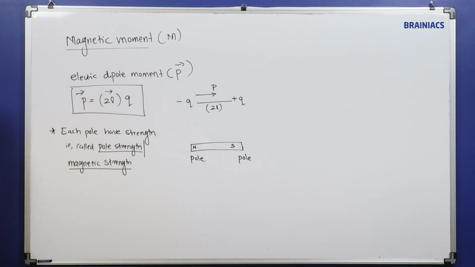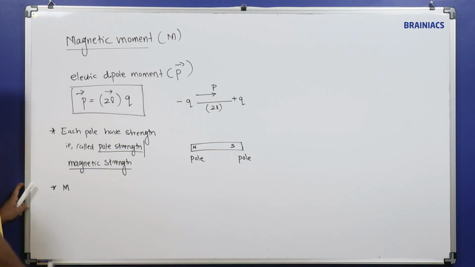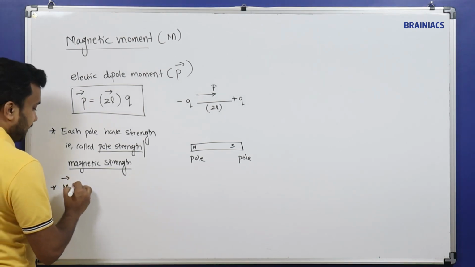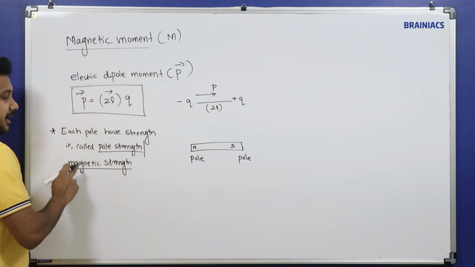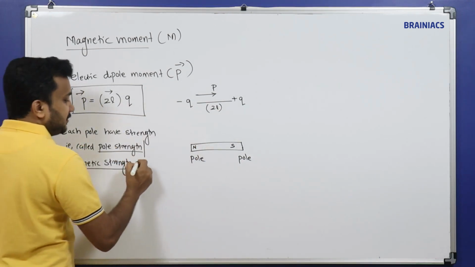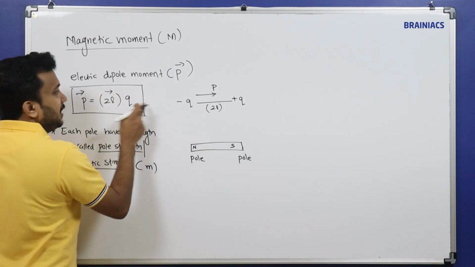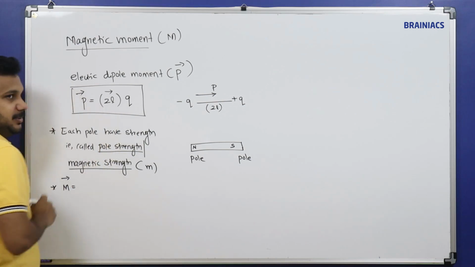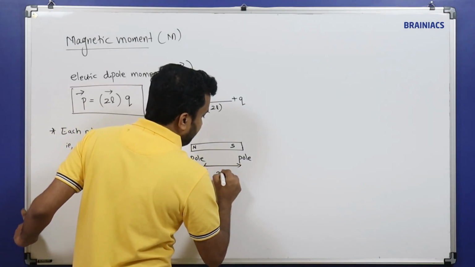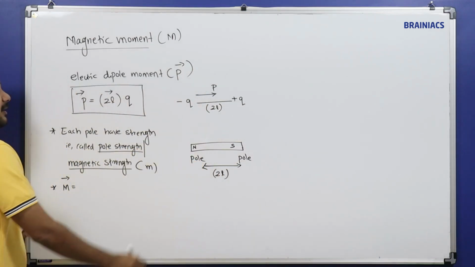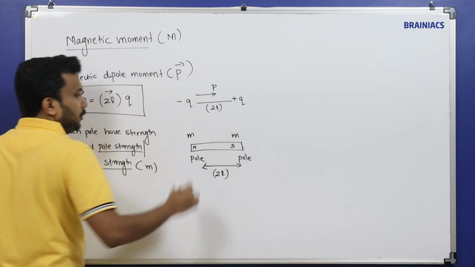This is clear. Next, we come to magnetic moment. Magnetic moment, vector M, is equal to the pole strength of any one of the poles, represented by small letter m, into the distance between them. Here also I am considering the distance between the two poles equal to 2L, and the pole strength here is m.